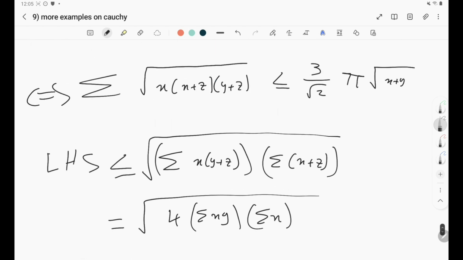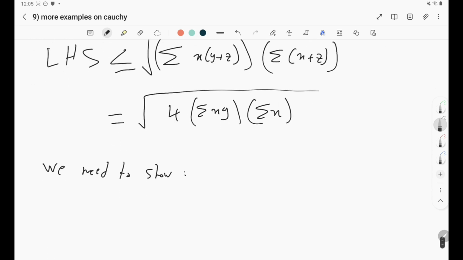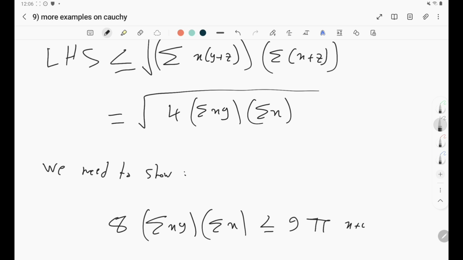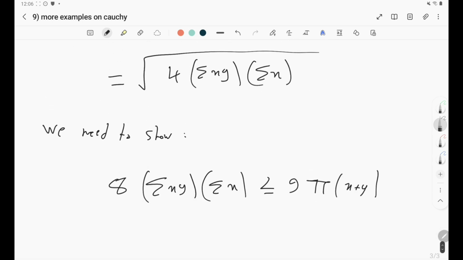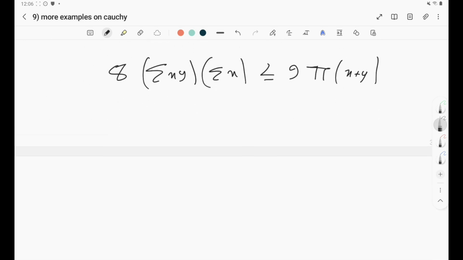you can just delete the roots, square both sides, and you're just going to get, we can just bring the 2 there, 8 sigma x1 times sigma x is less than 9 pi x plus y. Okay, let's see how we can do this one.